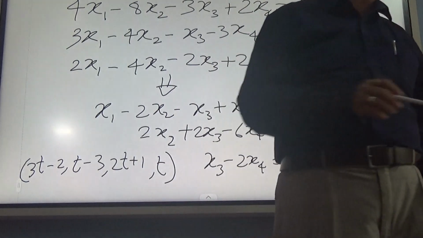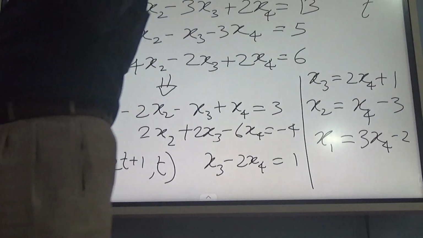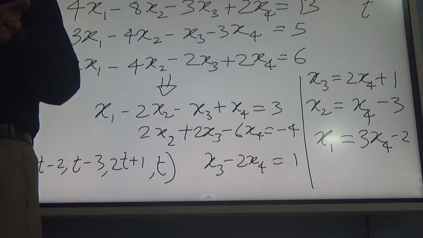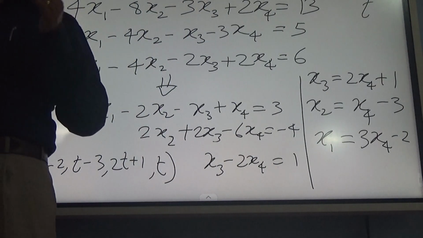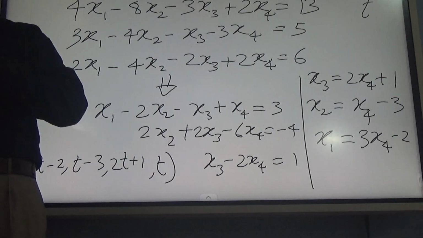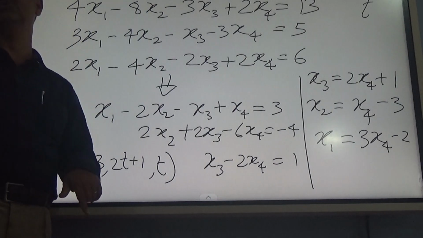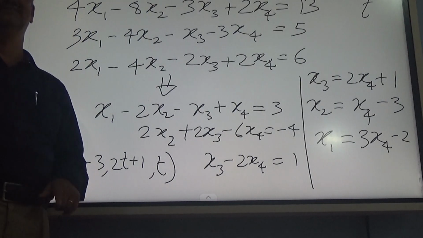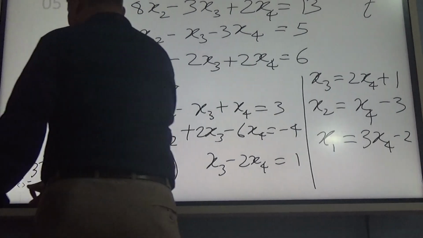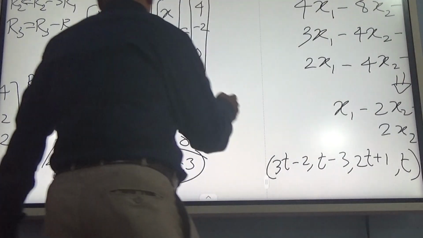It is not that you should always choose x4 to be free. You can choose any variable to be the free variable. You get the answer in terms of the remaining variables. But it is not that in every case you can choose any variable to be the free variable. We have got a previous example. In the previous example, how many variables are there?